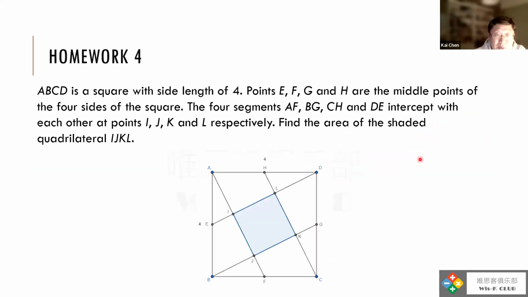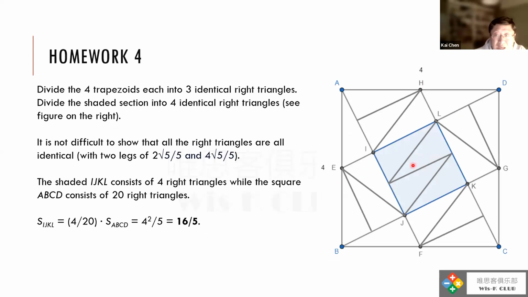Okay, number 4. Many of you found the right answer. So actually here, what I use is I divide this square into 4 congruent right triangles, and I divide the bigger square ABCD also into these small triangles, and then the rest of the work is easier. I just count how many small right triangles there are, right? For the bigger one, I count like 20.